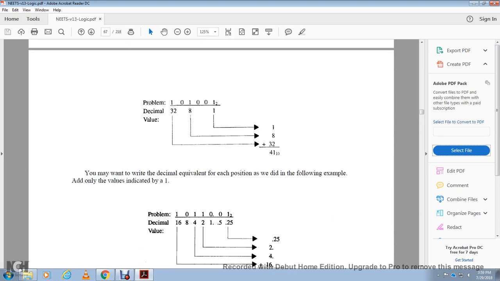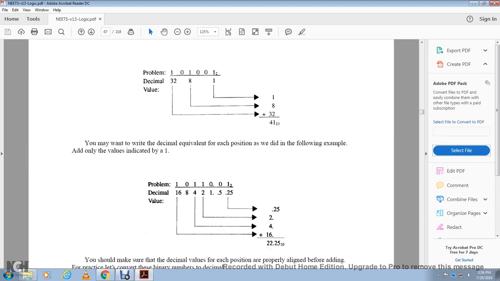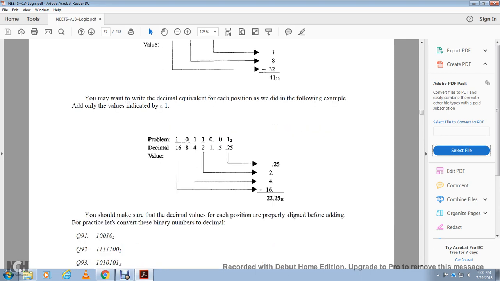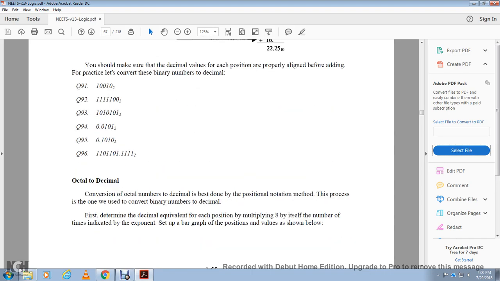You may write the decimal equivalent of each position, following the example. Add only the values indicated by a 1: 16, 8, 4, 2, 1. So you'd add 16 and 4 and 2, 22 in decimal. You should make sure the decimal value of each position is properly aligned before adding. Practice converting binary to decimal.